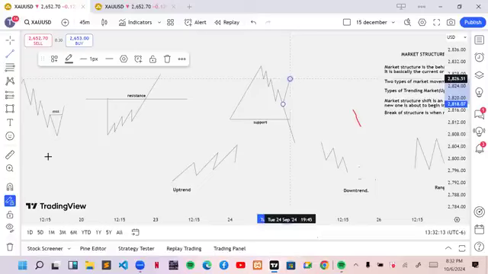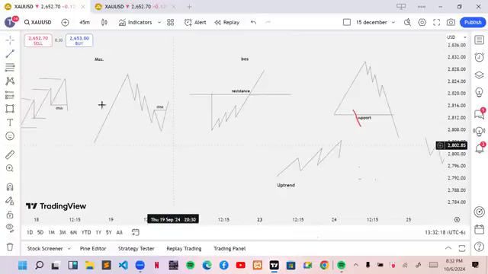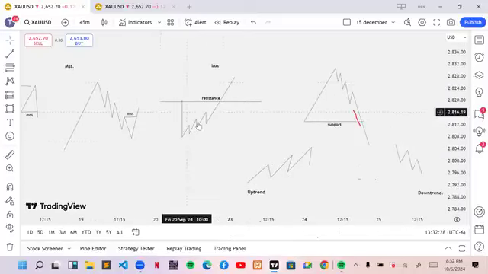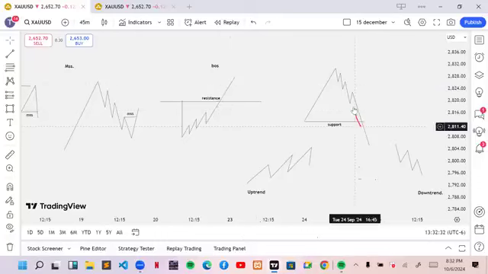Pay attention. This is a market structure shift. Previously in an uptrend, it changes direction to the downside. Previously in a downtrend, it changes direction to the upside. But for a break of structure, previously in an uptrend, it still broke structure on the upside. Previously in a downtrend, it still broke structure to the downside. That is the difference between a break of structure and a market structure shift.